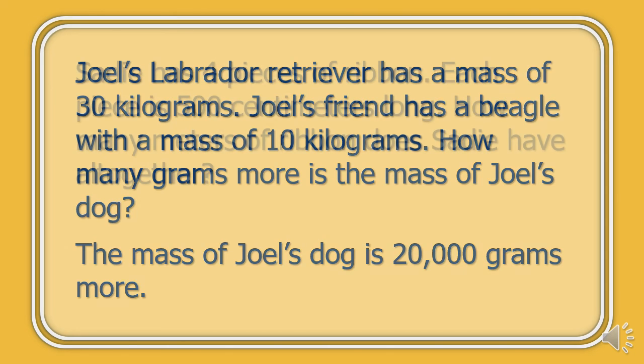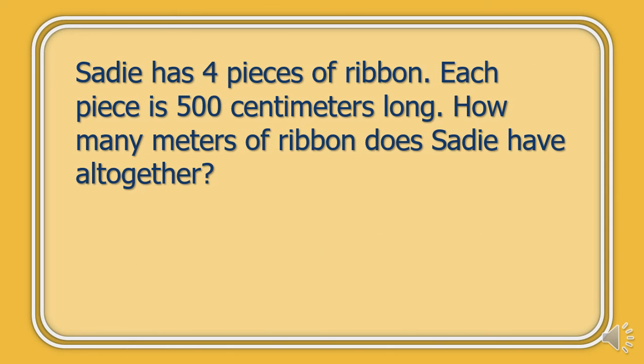Let's try another one. Sadie has 4 pieces of ribbon. Each piece is 500 centimeters long. How many meters of ribbon does Sadie have altogether? Oh, and they did. They tried to trick us again because they gave us the length of Sadie's ribbons in centimeters, and they want to know how many meters she has.